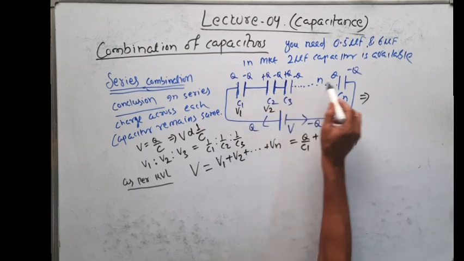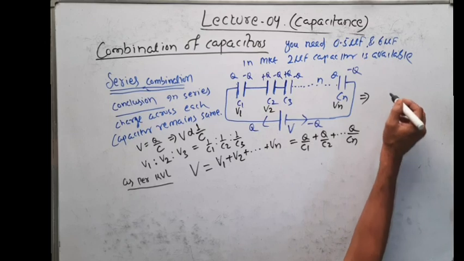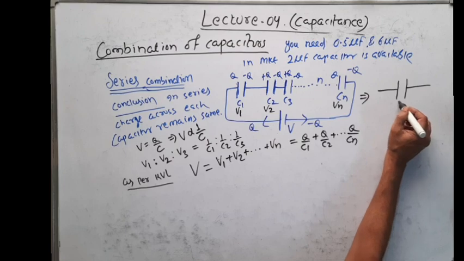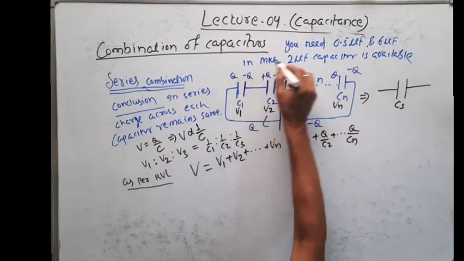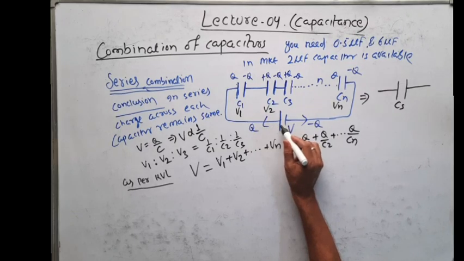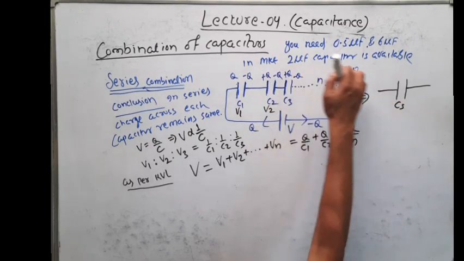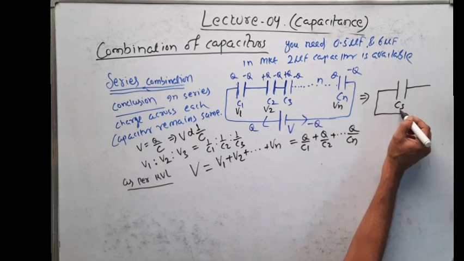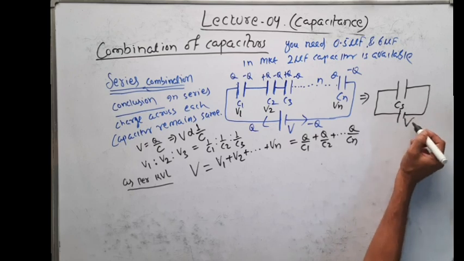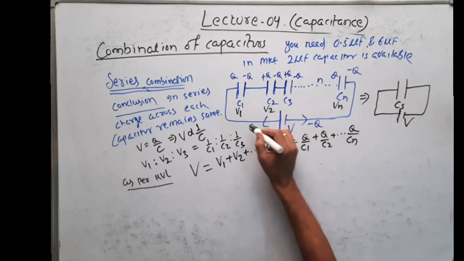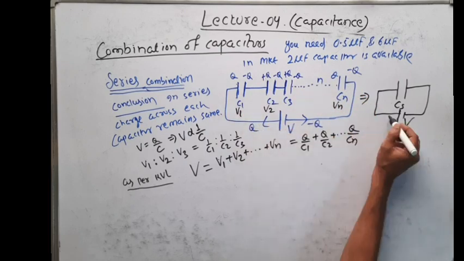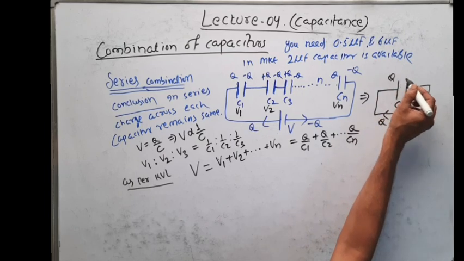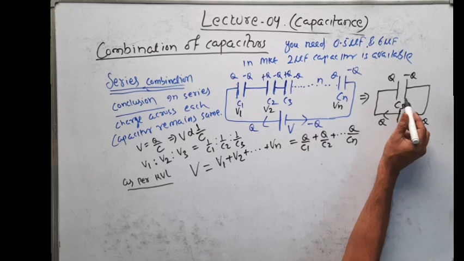Here you see there are n number of capacitors connected in series. If instead of n number of capacitors, I take a single capacitance whose capacitance value is Cs, and this whole capacitor is connected to this source with potential difference V. Now the whole set of capacitors is converted to a single capacitor, connected to the same voltage. What will happen? Initially the charge drawn by all the capacitors is Q. Here also the single capacitor is drawing charge Q.